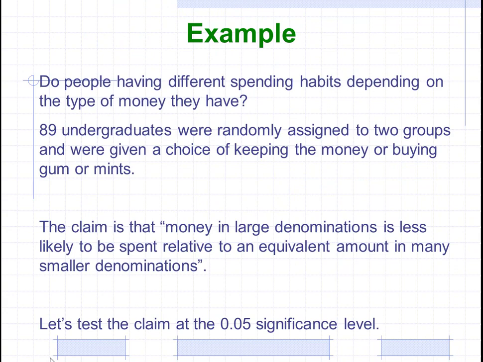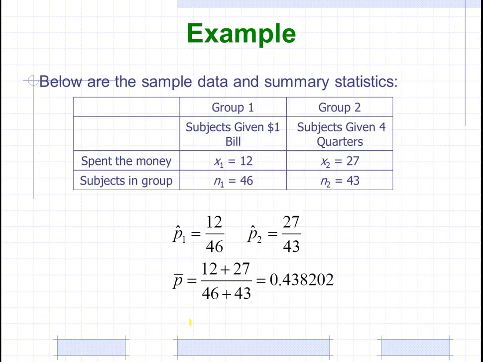So do people have different spending habits depending on the type of money they have? We looked at 89 undergraduates, and they were randomly assigned to two groups, and they were given a choice of keeping their money or buying gum or mints. And then the claim is that money in large denominations is less likely to be spent relative to an equivalent amount of money in smaller denominations. So we're going to use a 0.05 significance level.